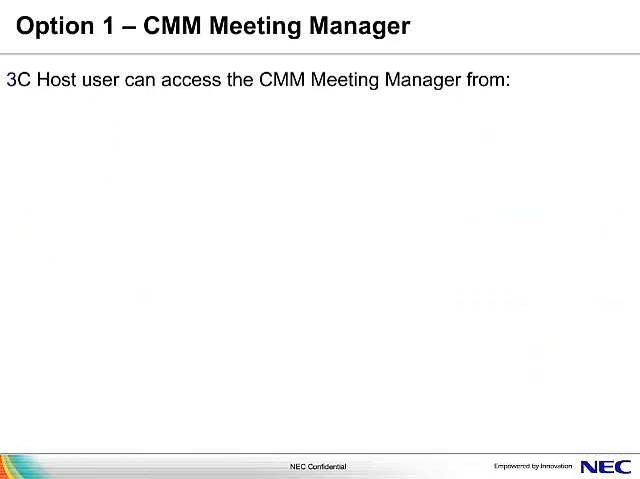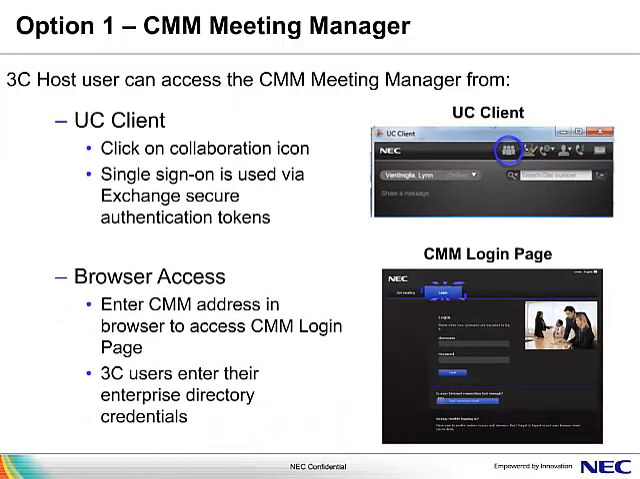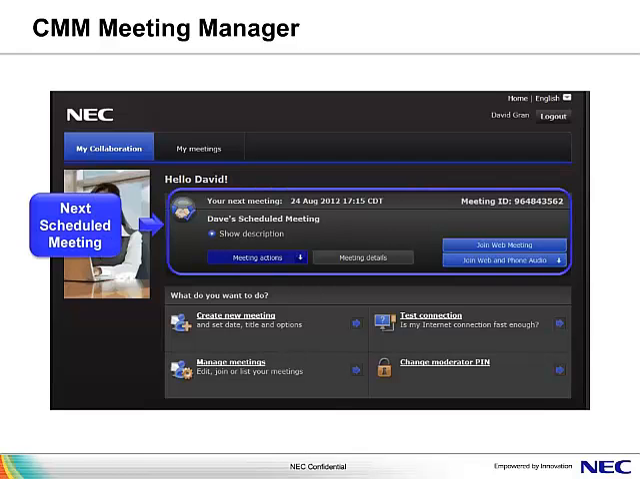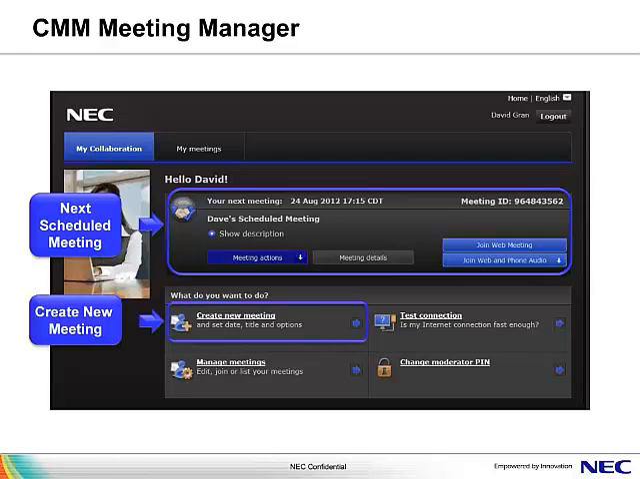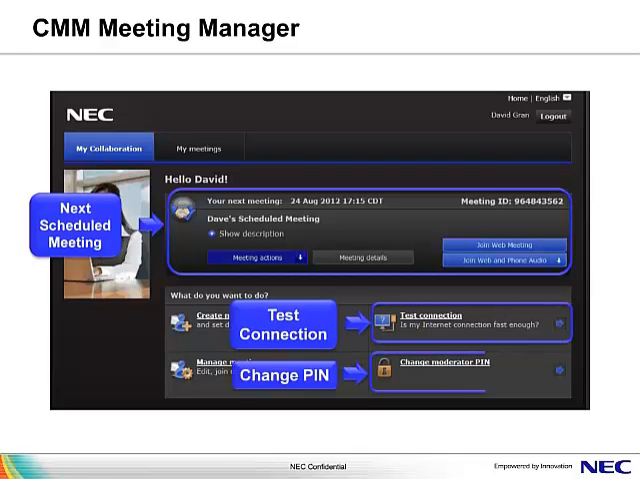A 3C host user can access the CMM Meeting Manager from either their UC client or directly on the web via their browser. From the UC client, the user selects the Meeting Center icon in the toolbar using single sign-on. When accessing the Collaboration Meeting Center using their browser, the user will be required to log in by entering their Enterprise Directory credentials. After logging into the Collaboration Meeting Manager, the 3C user can review or modify their next scheduled meeting, create a new meeting, manage all of their scheduled meetings, test the internet connection, and change the moderator PIN.